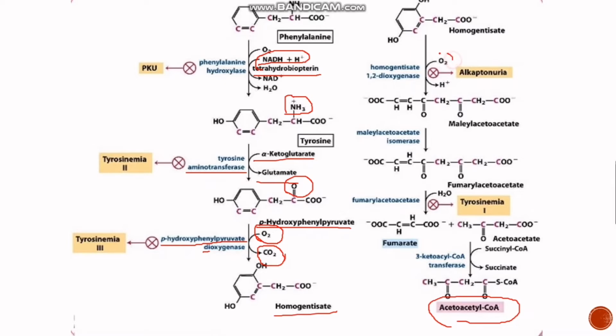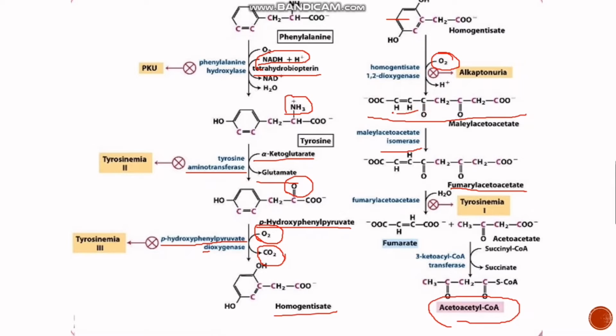It will then add another oxygen atom into the first and second positions, and it will cleave this aromatic ring and convert it into a linear structure, that is maleylacetoacetate. Then this maleylacetoacetate will be converted into fumarylacetoacetate, which is its isomer, with the help of the enzyme maleylacetoacetate isomerase. So the function of an isomerase enzyme is that it catalyzes the reaction which involves structural rearrangement.